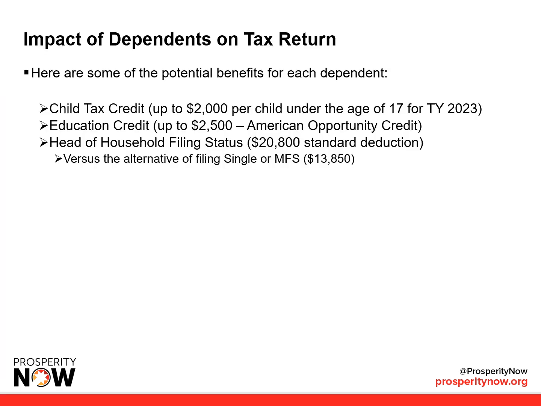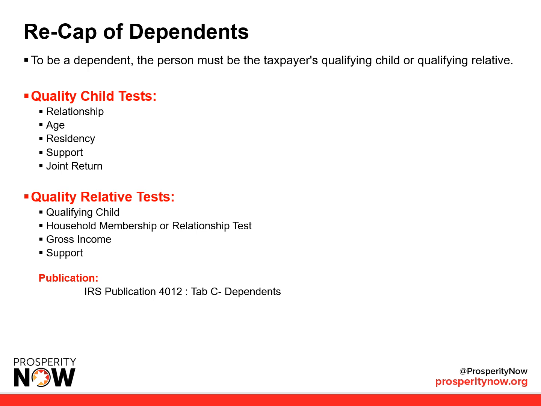Claiming a dependent on your tax return could lead to some potential tax benefits. There's the child tax credit, up to $2,000 per child under the age of 17. There's the education or American Opportunity Credit, up to $2,500. Or you could also file as head of household, which gives you a $20,800 standard deduction. This is significantly more than the alternative of filing single or married filing separately, which has a $13,850 deduction.